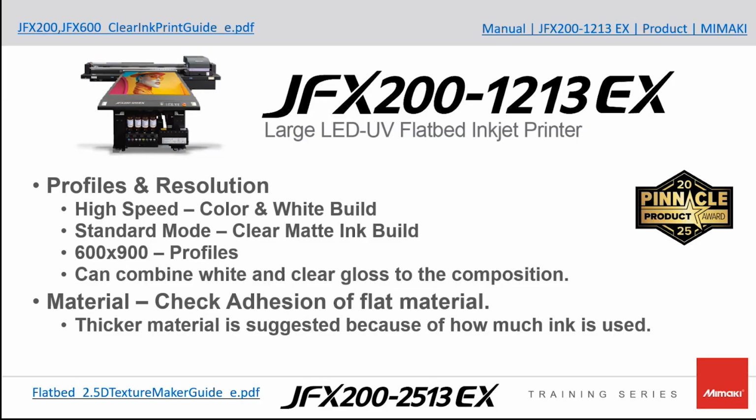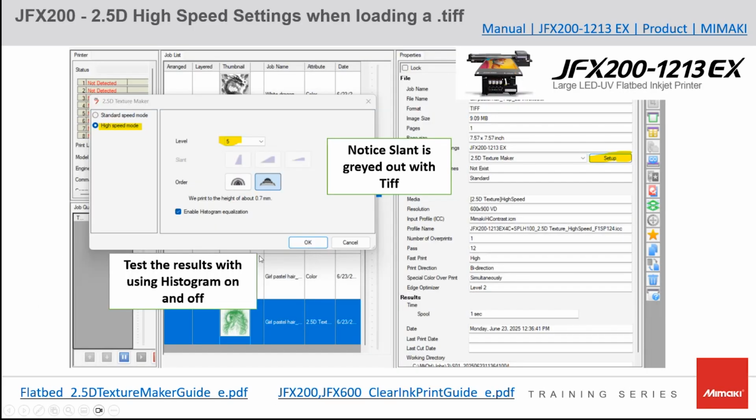You are limited by a 600 by 900 profile on these machines. But a great thing about having a flatbed is that you can combine white and clear gloss layers to this composition and get some of the amazing results that Christine is able to with these files. The material that you're going to use, please check the adhesion of the flat materials that you are going to use. Again, thicker materials, you don't want to go like an 020 poly with this, but a thicker material is suggested because of how much ink this is going to put down.